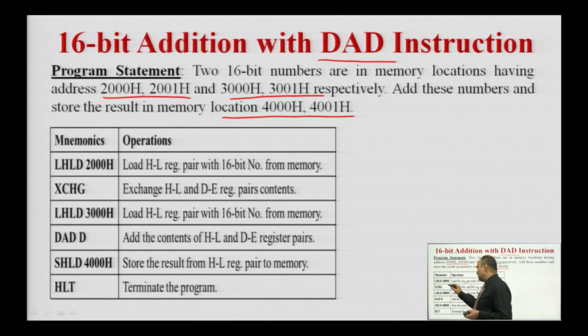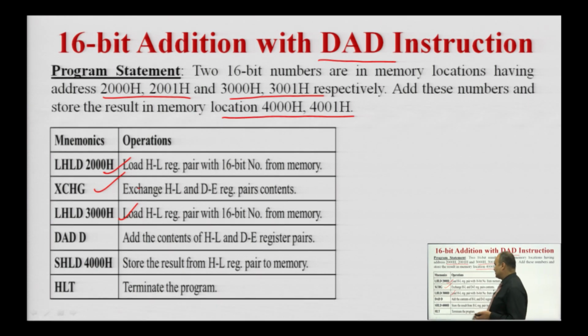With the help of the LHLD 2000H instruction, the first 16-bit number is loaded into the HL register pair. With the help of the XCHG instruction, the content of the HL register pair is exchanged with the DE register pair. Then again we use the LHLD 3000H instruction, and the microprocessor will load the second 16-bit number into the HL register. So the first 16-bit number is in the DE register pair and the second 16-bit number is in the HL register pair.